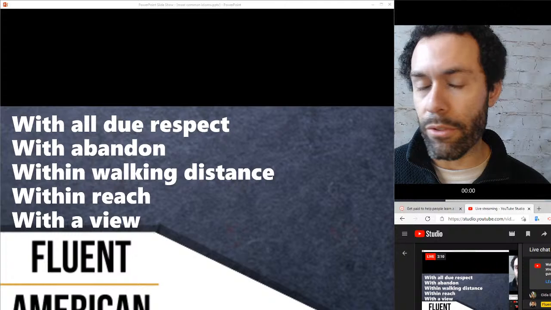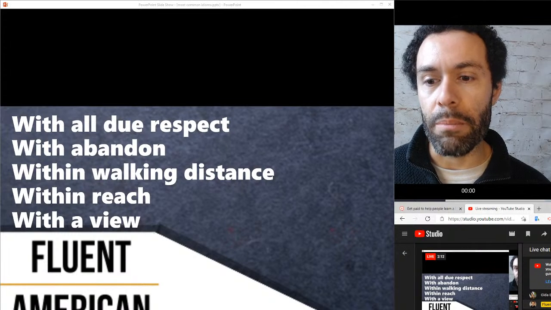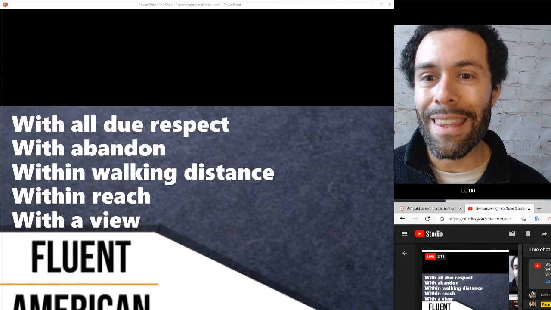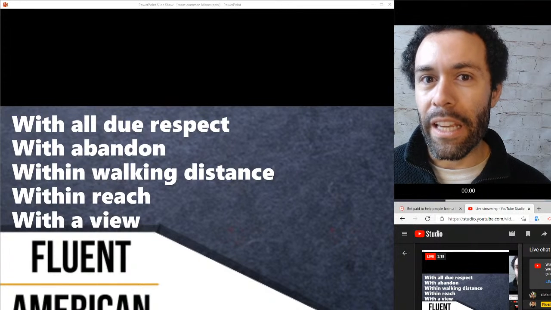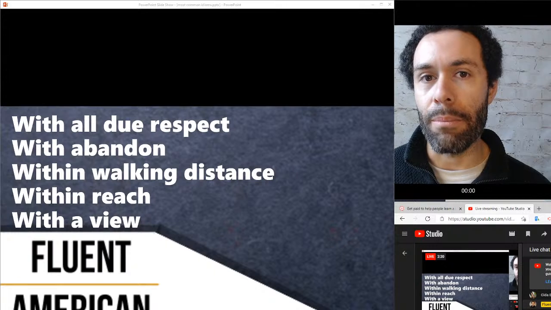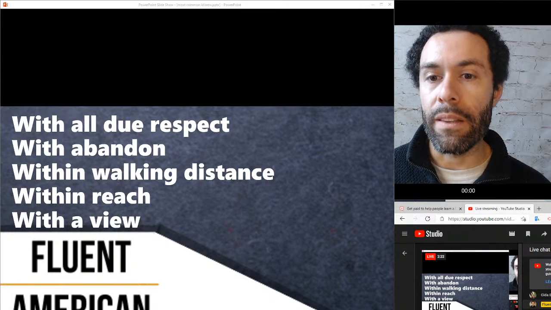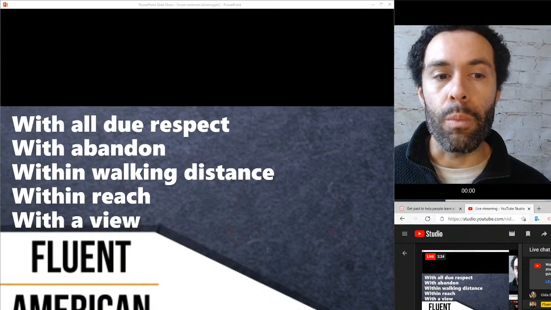You don't need to have your tongue in between your teeth. It doesn't need to be stuck out that far. It can just lightly press against the top front tooth. With. And again, with abandon.